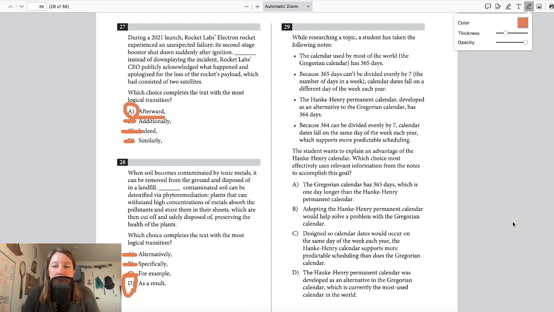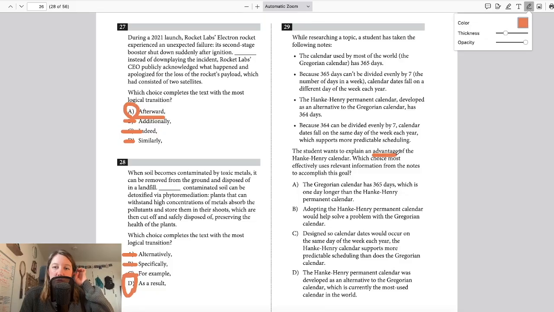Great. Okay, 29. While researching a topic, a student has taken the following notes. Okay, you can already probably tell that this is a more labor-intensive question than the last one. So let's just read the question before we read the notes. It says, the student wants to explain an advantage of the Hank Henry calendar. Which choice most effectively uses relevant information from the notes to accomplish this goal? Okay, so we want to find an advantage. So something positive, right? So let's try to find something positive.